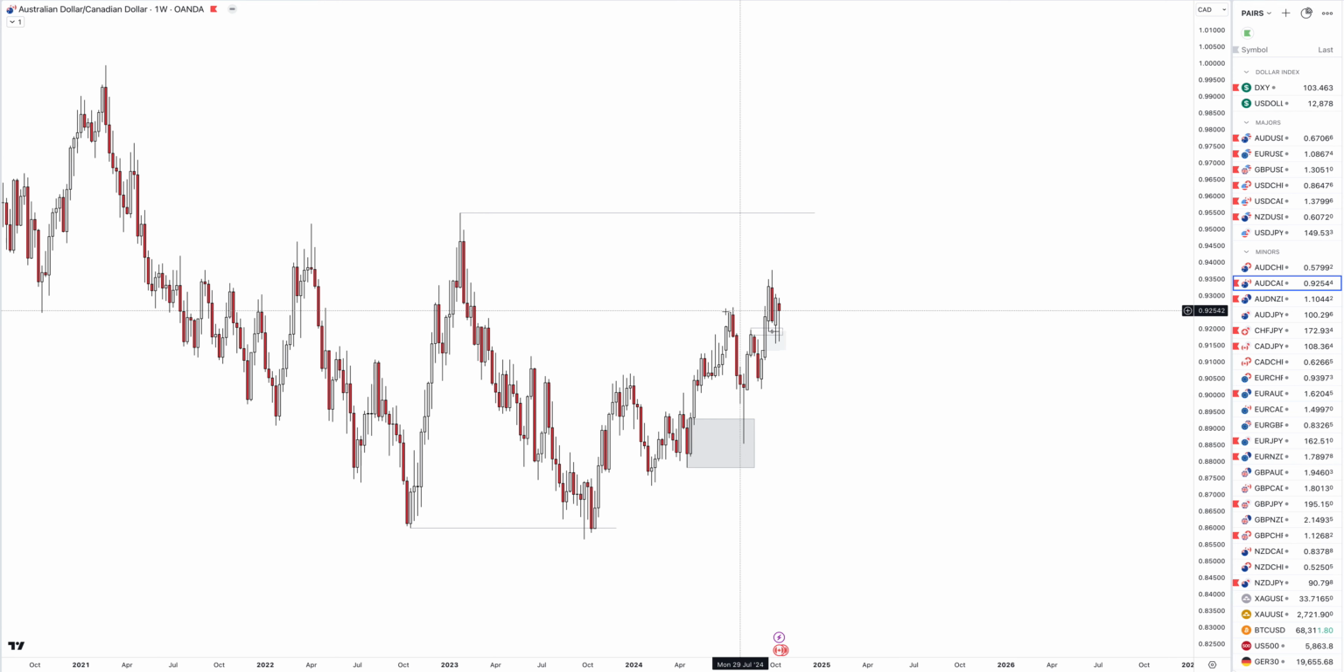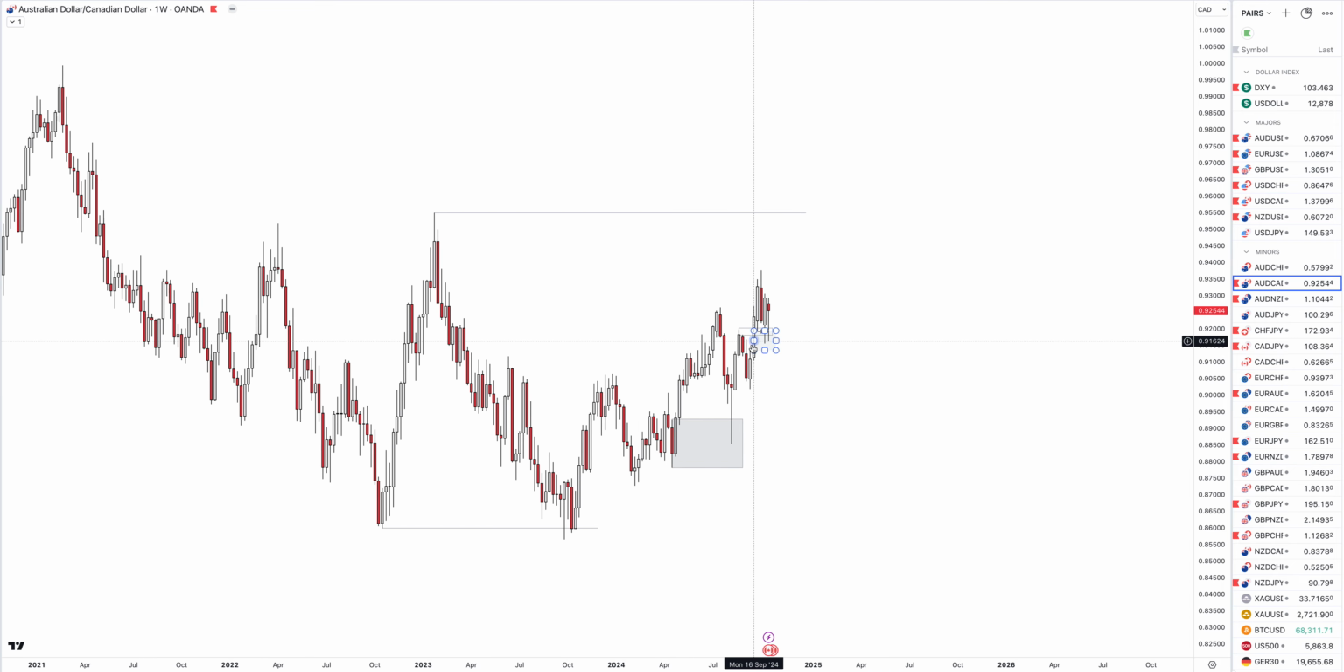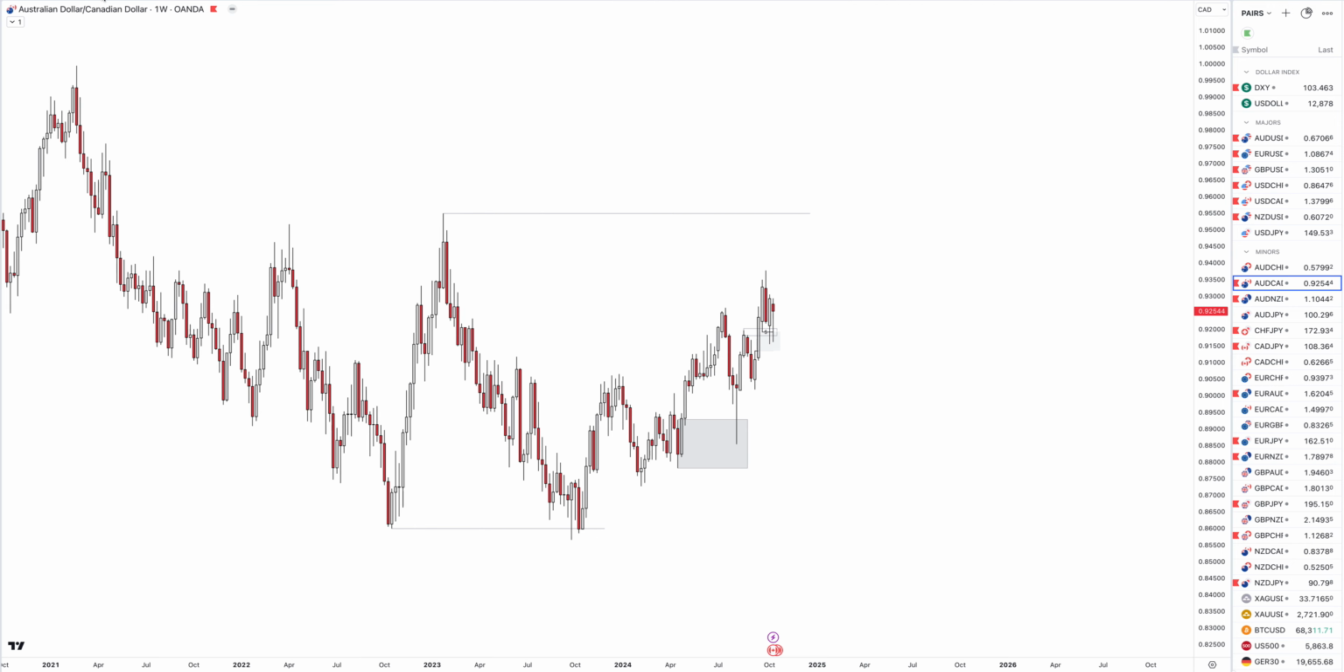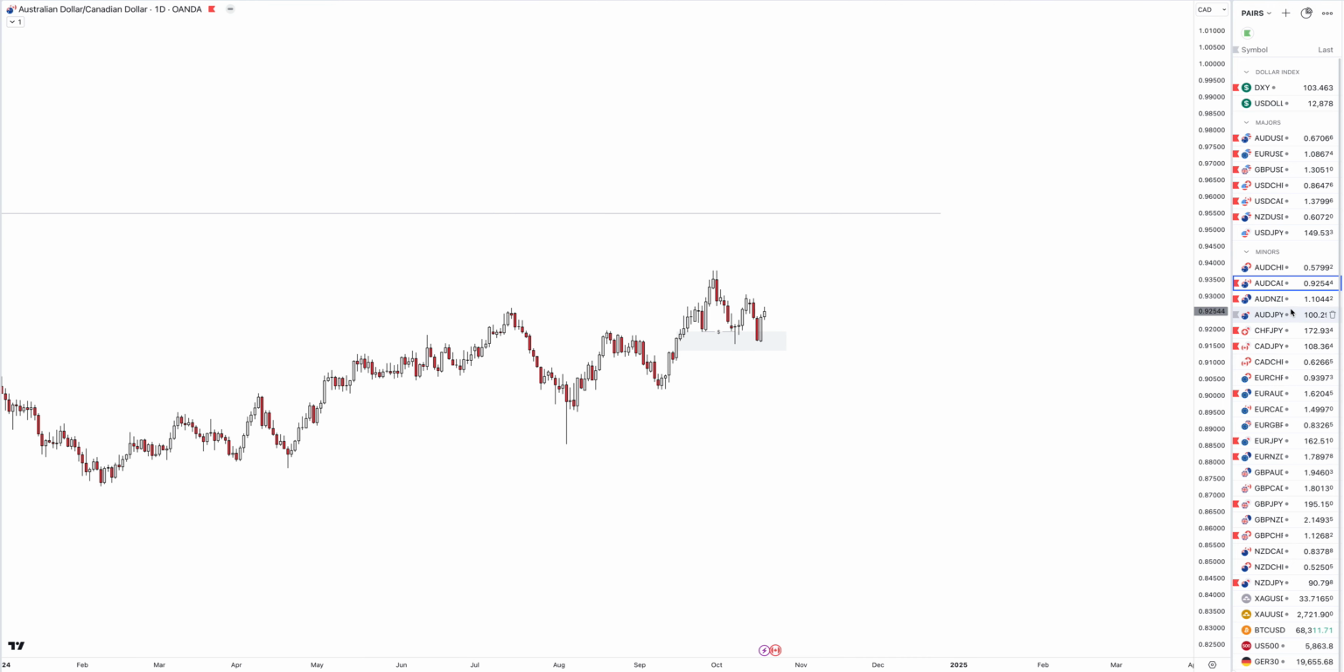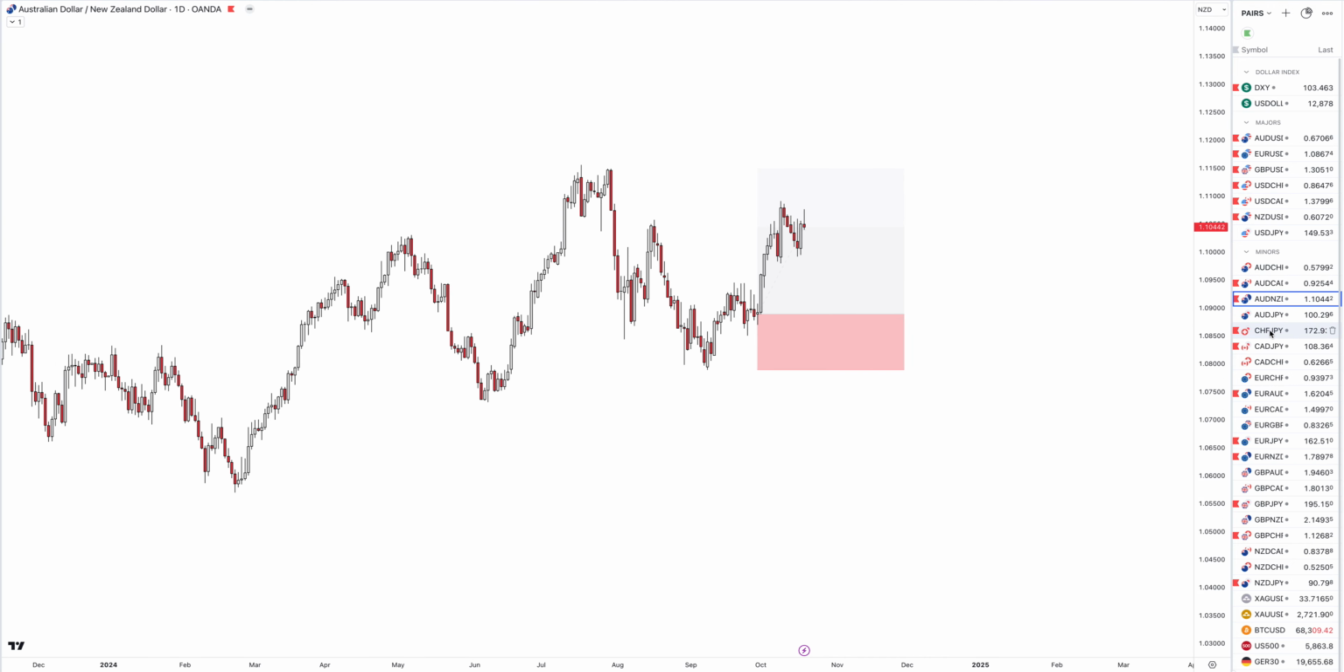Okay, so we've had a pullback over here. We then had a huge push to the upside, and now again we are rejecting off this imbalance. So it only makes sense to look for longs. Okay. Aussie NZD, I'm already in this, I'm long on it.